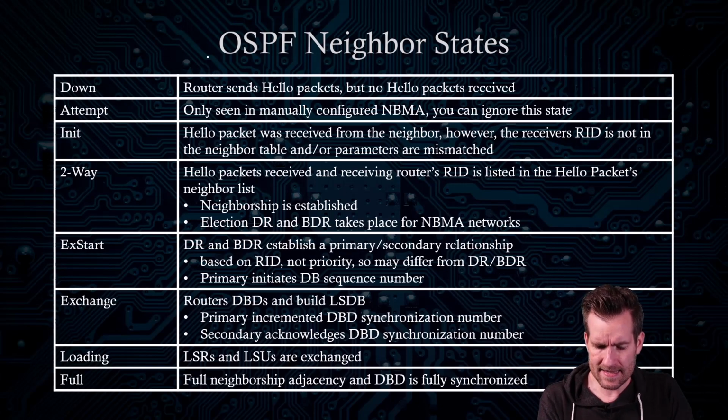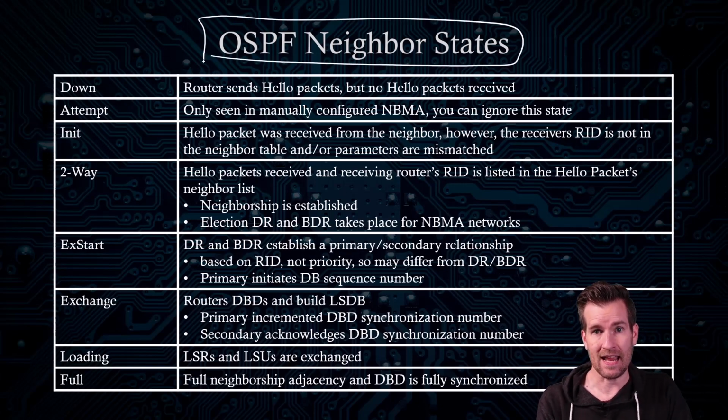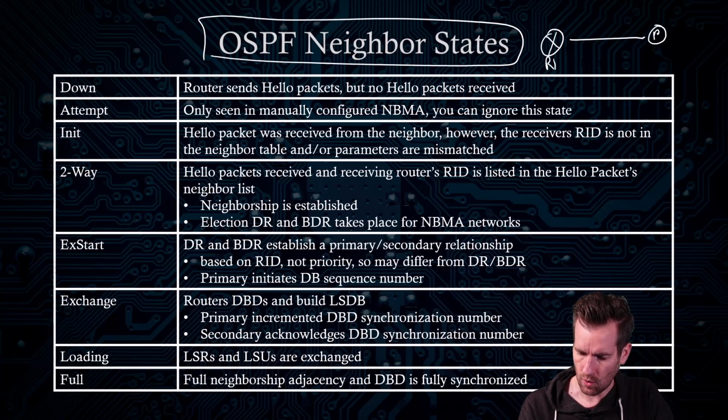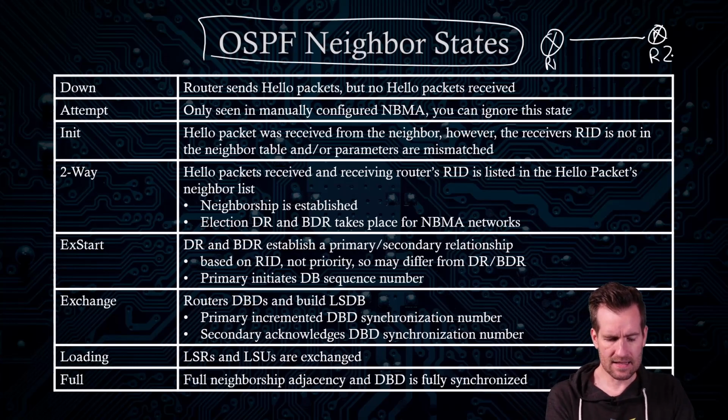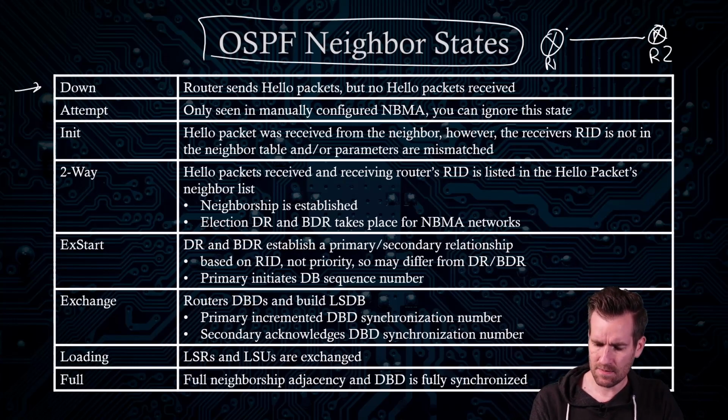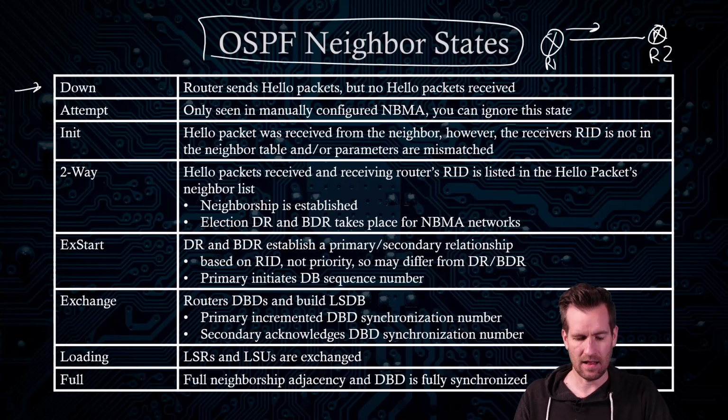So what are the OSPF neighbor states? In this example, we're going to say that R1 is talking to R2. So we'll do R2 right there. And first of all, R1 is going to start in the down state. And down state just means it's sending out hello packets, but it hasn't received any hello packets yet. So everything is going to start in that down state.